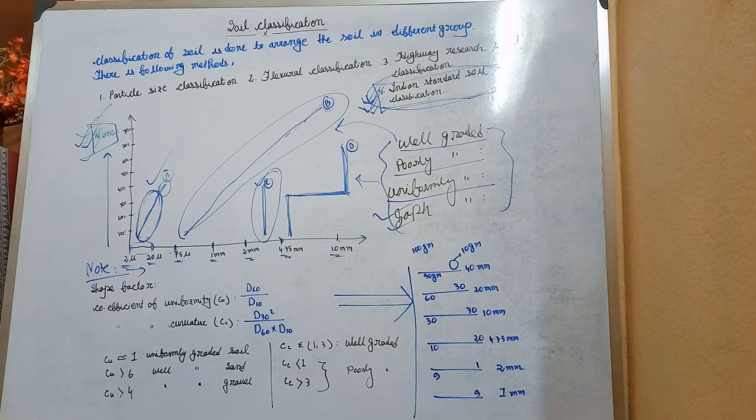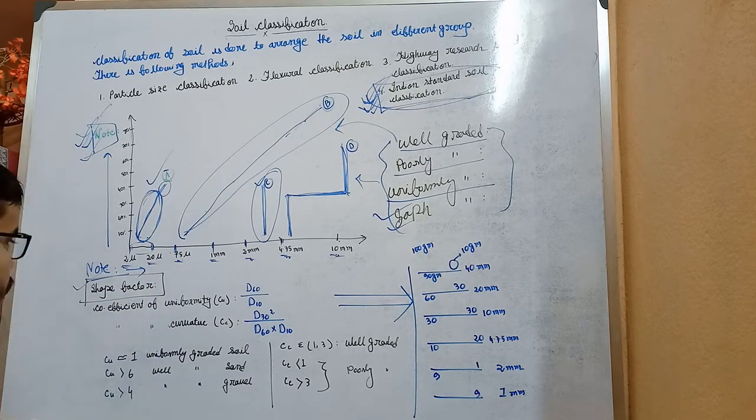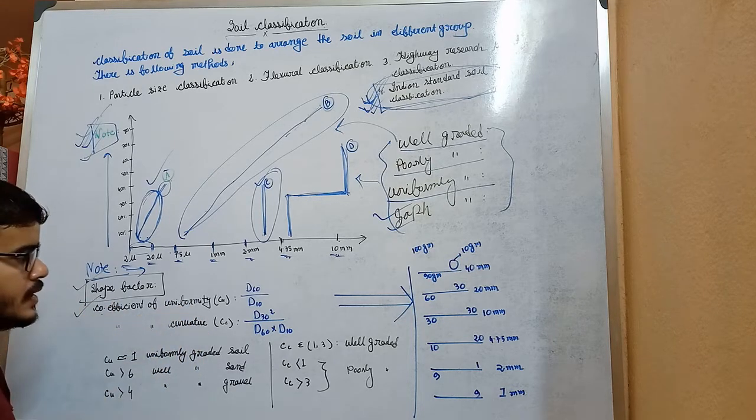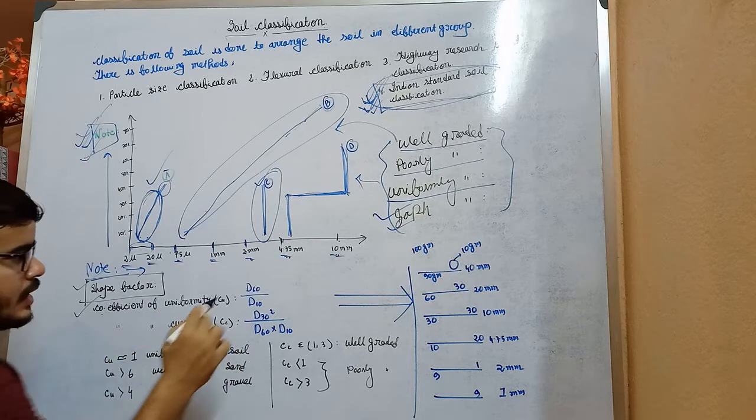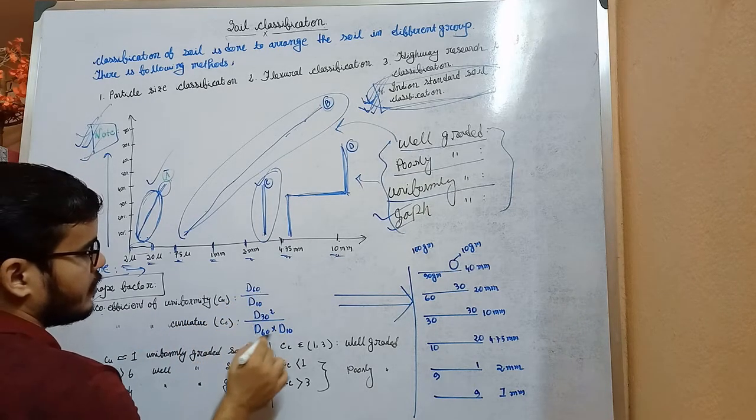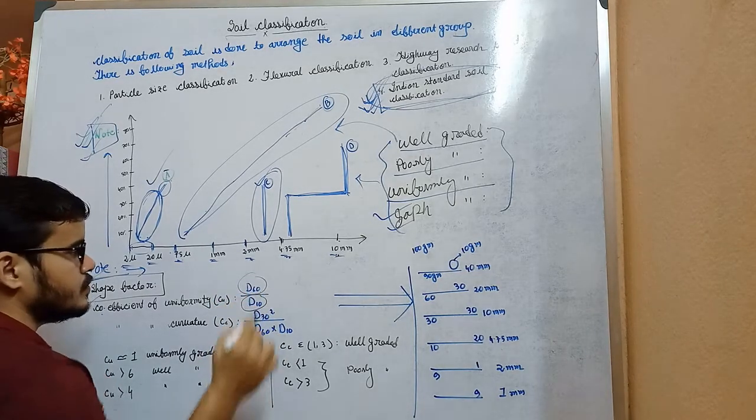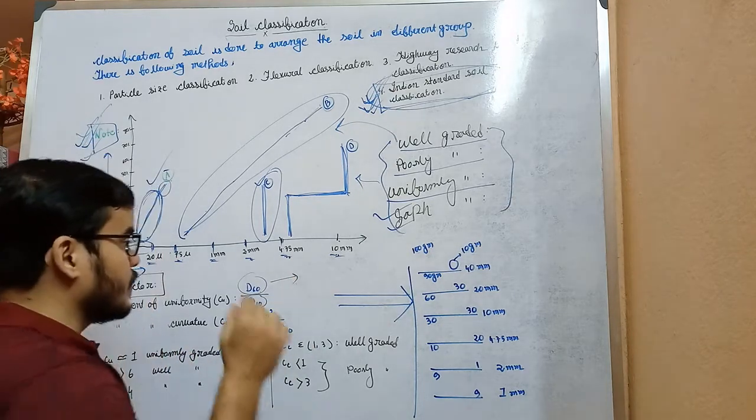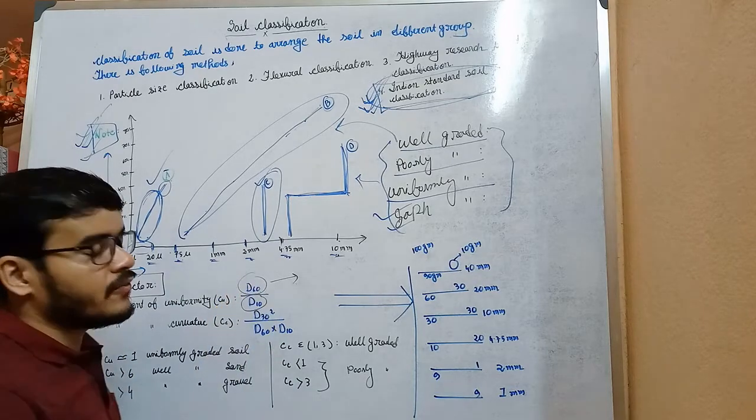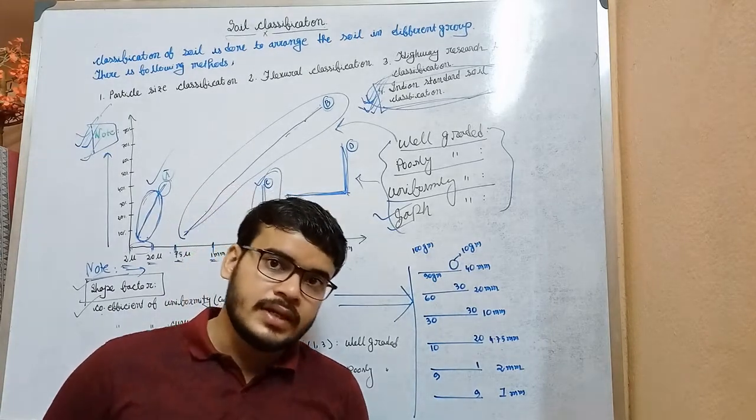Now shape factor. This is another important term of the soil classification system. Two terms are there: coefficient of uniformity, Cu, and coefficient of curvature, Cc, that is D60 by D10, and D30 square by D60 into D10. And what are these D60 and D10? D60, D10, D30 mean the percentage, 60%, of particles finer with respect to a particular sieve.